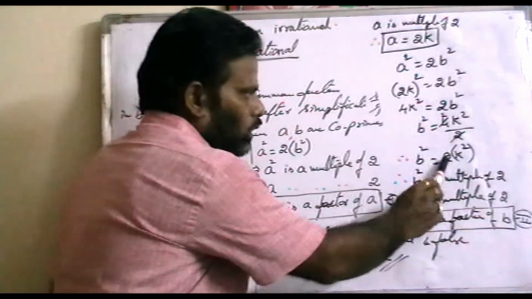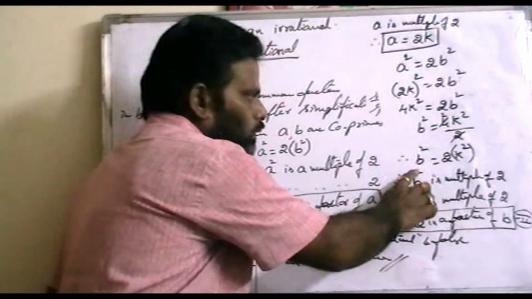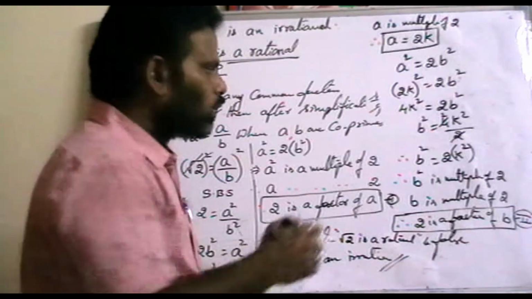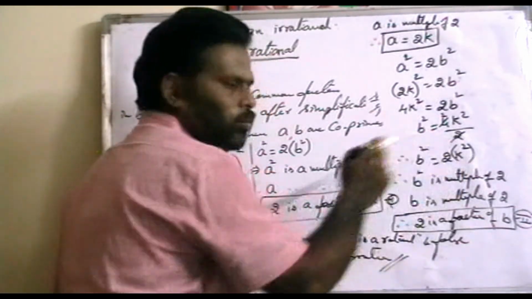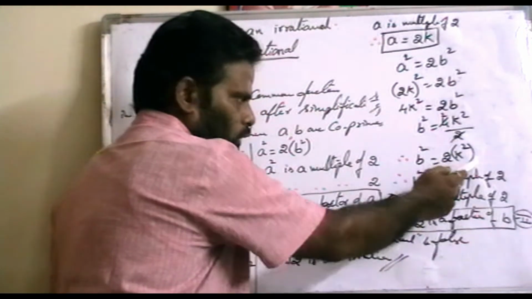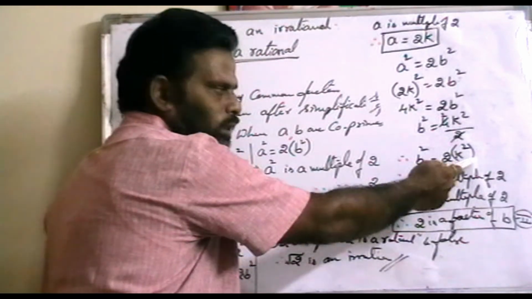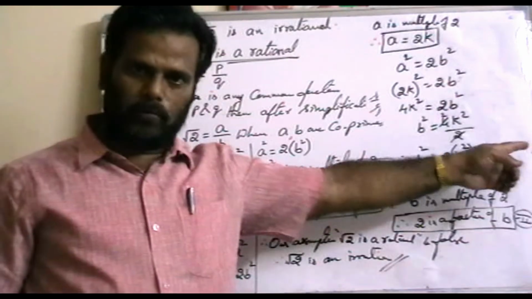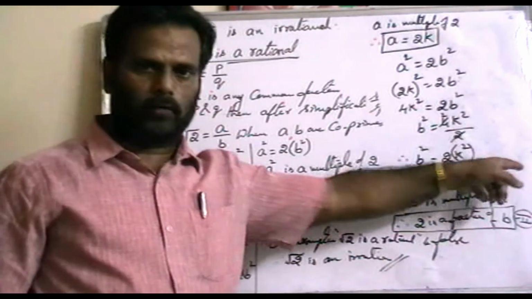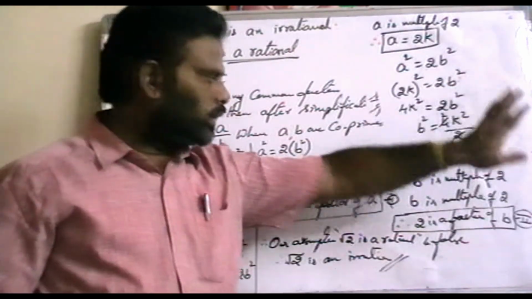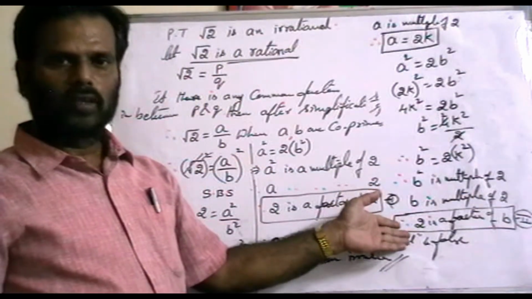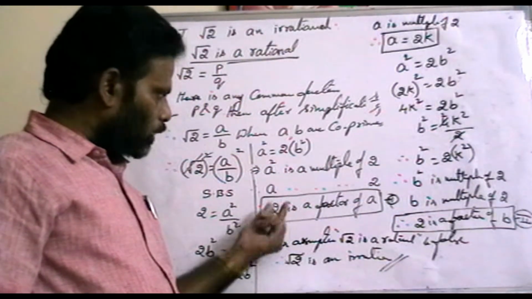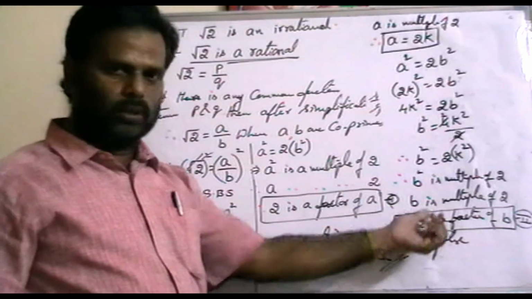B square is equal to 2k square. Means what? B square is also 2 into something. 2 into anything is a multiple of 2. So B square is a multiple of 2. If B square is a multiple of 2, then we know that B is also a multiple of 2. If B is a multiple of 2, then 2 is a factor of B. So here we got 2 is a factor of A, and here we got 2 is a factor of B.